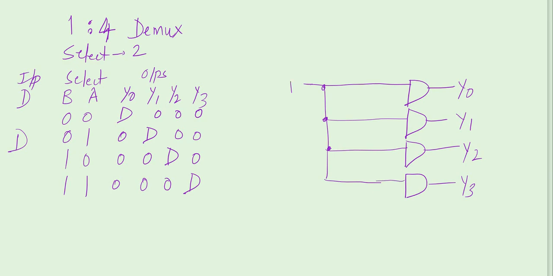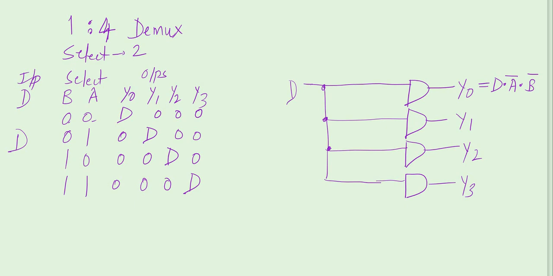So input D is provided to all of the gates. Now observe that Y0 will get the input signal when the condition is A and B are 0 0. That means A bar B bar. That is the condition is A bar B bar. So Y0 is D A bar B bar, because when A and B both are 0, A bar and B bar is the main term.